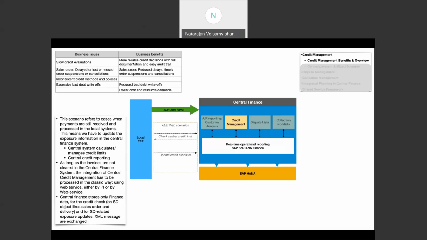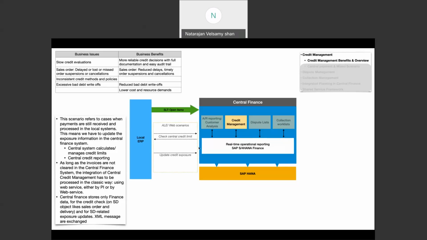There are more reliable credit decisions with full documentation, an easy audit trail, and a consistent way of finding the credit limits. In the sales order, there is reduced delay and timely order suspension and cancellation, which results in reduced bad debts and write-offs, and lower cost and resource demands.